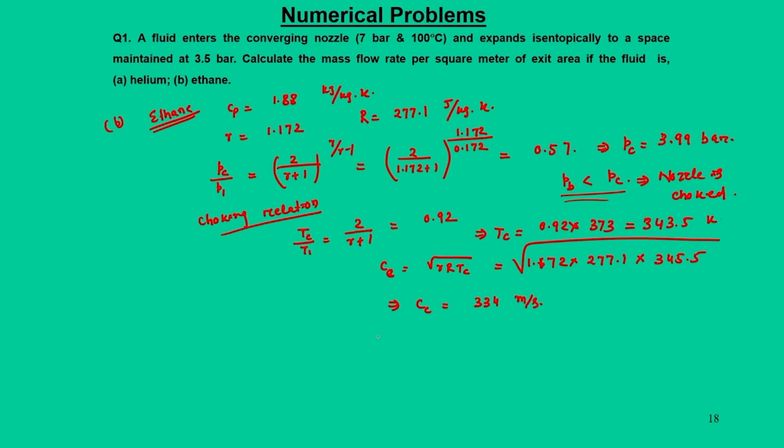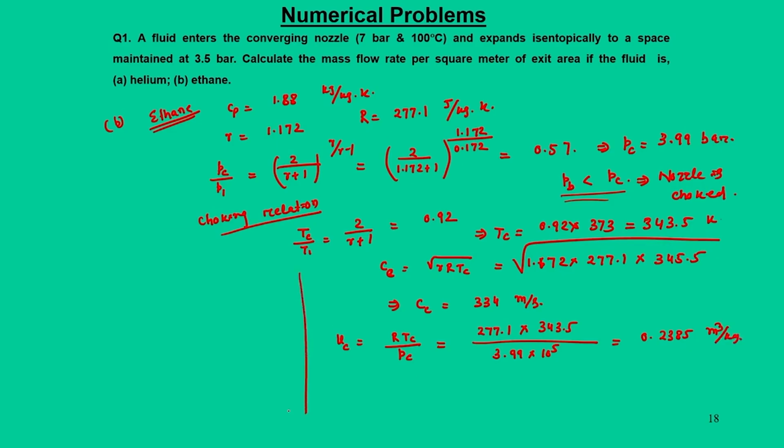Once you have Cc, then specific volume Vc is equal to R Tc by Pc. So, R is 277.1, Tc is 343.5, Pc is 3.99 into 10 to the power 5. So, this number is 0.2385 meter cube per kg.